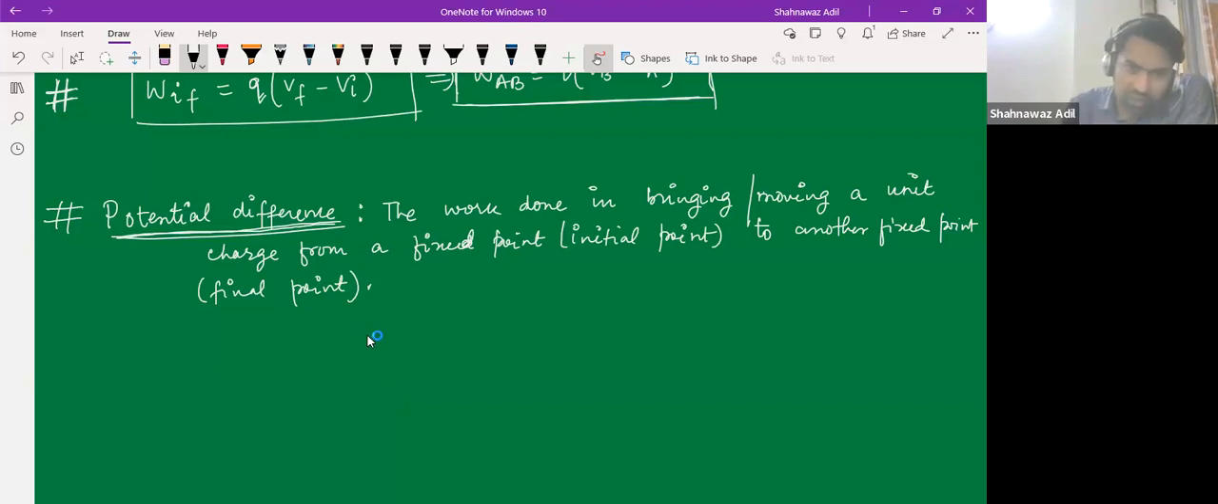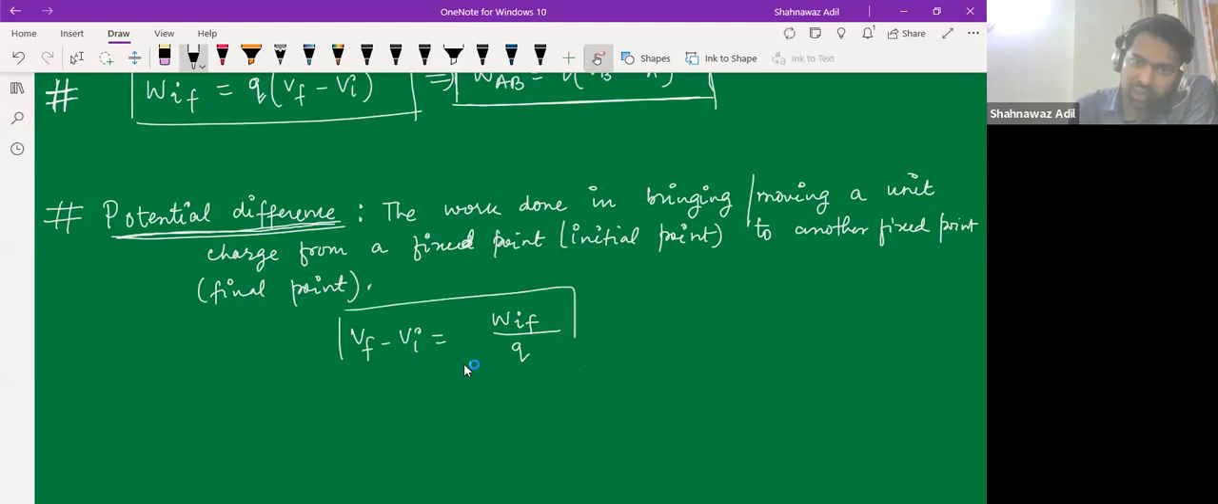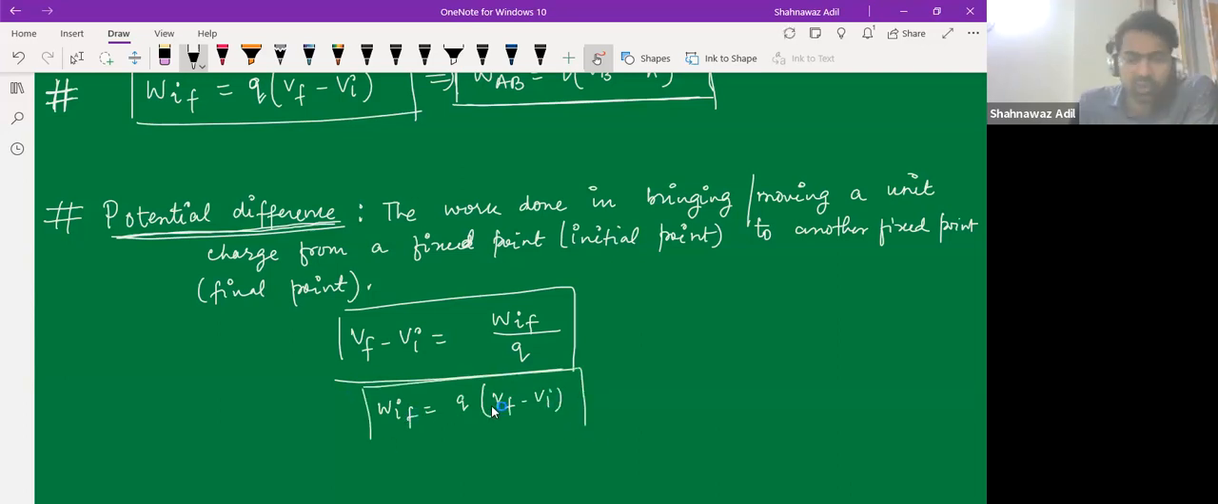So how is this related? Potential difference is the work done in bringing a charge from initial point to final point, and unit charge we are taking. So from here we get this: Q times V final minus V initial. That is how we relate this work done with the potential.